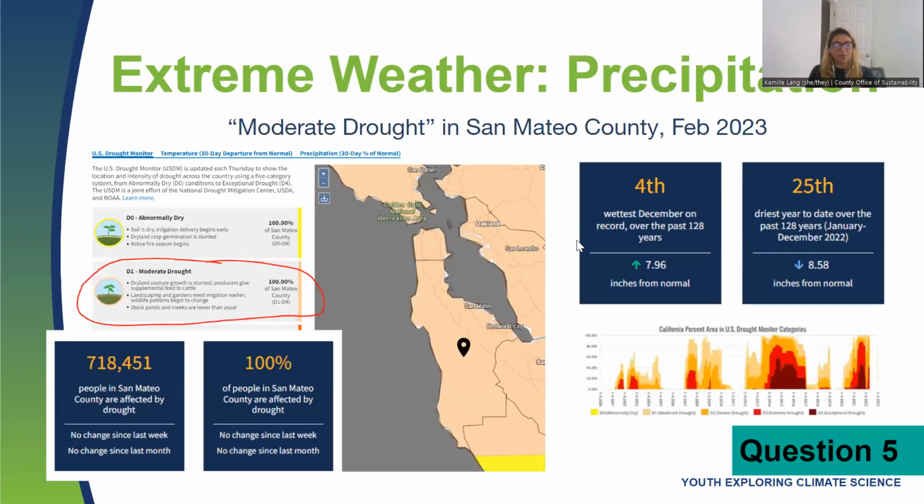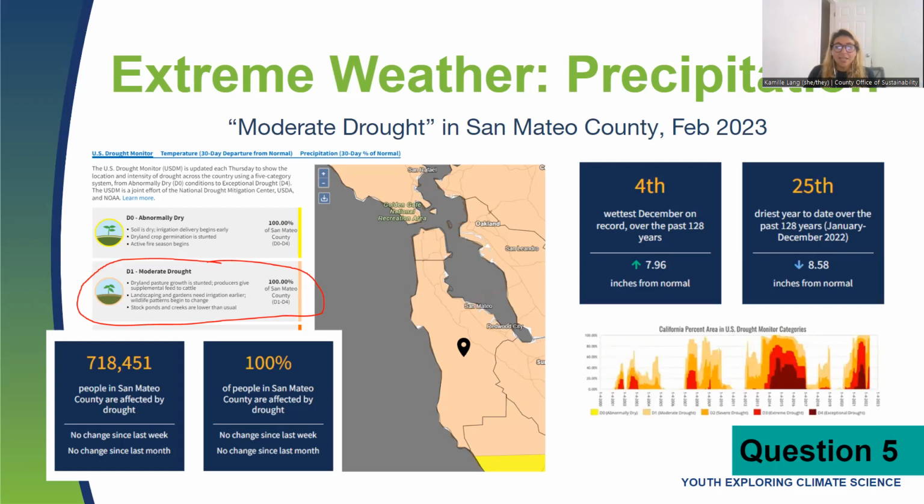All right, another form of extreme weather we have to talk about is precipitation. In February 2023, I gathered this data looking at the drought, like what the severity of the drought was after the extreme storms we had from December till February. We have de-escalated the drought in San Mateo County, or declassified it to a moderate drought. And moderate drought still says 100% of San Mateo County is in a moderate drought, where it's significantly drier. Landscapes and gardens need irrigation earlier in the year, and wildlife patterns begin to change, which is impacting the variety of life for the living things in the area.